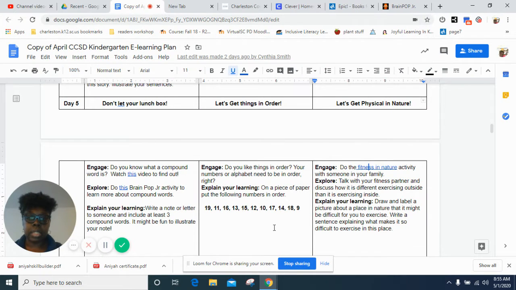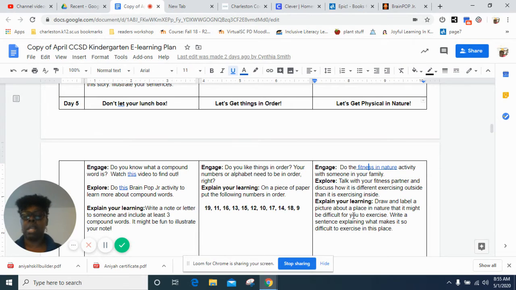And let's see. Ooh, look at this one in math. I like this one. Do you like things in order? Your numbers or alphabet need to be in order, right? On a piece of paper, put the following numbers in order. So you're ordering numbers.